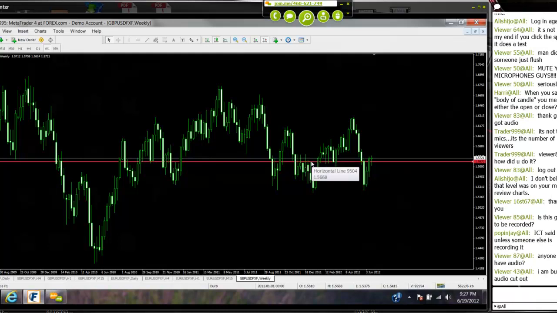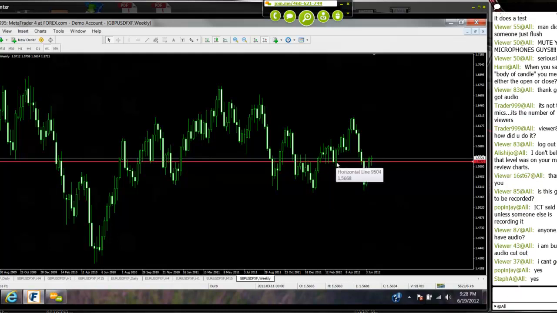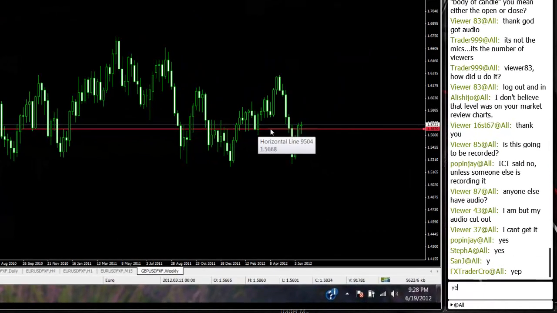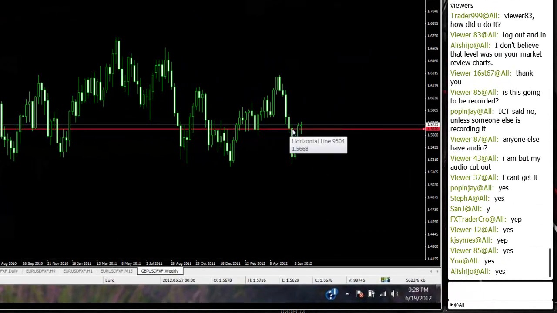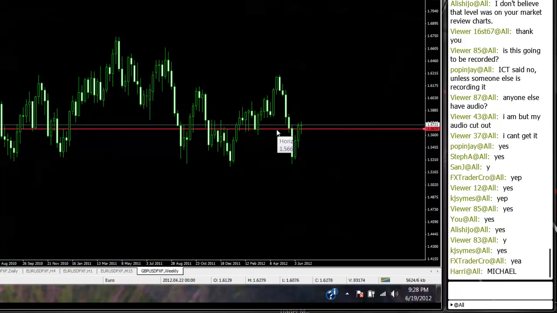Again, the high of this candle here. You have the lows of the candles here, the bodies of the candle. Can you clearly see the bodies of these two candles I'm drawing the cursor to? See the bodies of these candles here as well? See how they're flush right on that level? I didn't move the line.